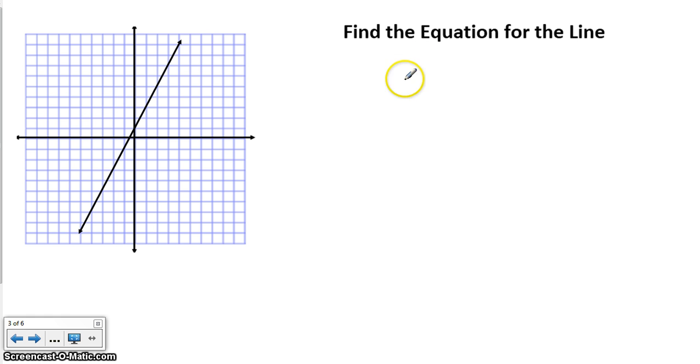Okay, now we're going to find the equation from a graph. For finding the equation of a graph, you're going to pick 2 points. So let's say this point right here. It's at 1, 3. And then you're going to choose another point. Let's say this one, which is 0, 1.